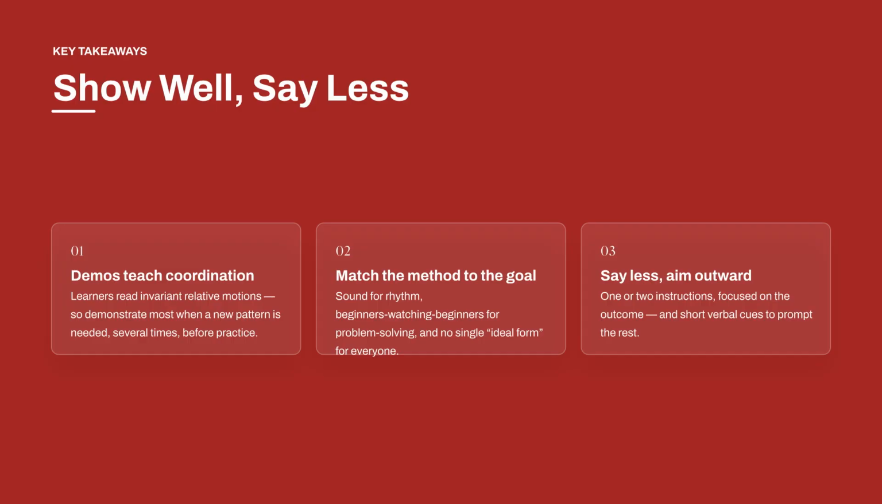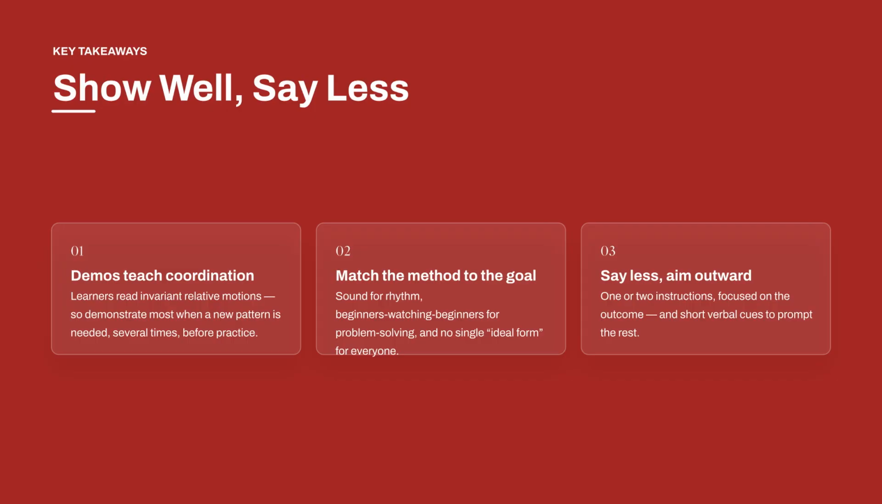First, demonstrations teach coordination. Learners read the invariant relative motions, mostly below awareness, so demonstrate most when a genuinely new pattern is needed. Give several demos and front-load them before practice, rather than sprinkling them in. Second, match the method to the goal. Sound for rhythm, beginners watching beginners for problem solving, external focus for accuracy, and never assume a single ideal form fits every body, or that the polished expert is the only worthwhile model.